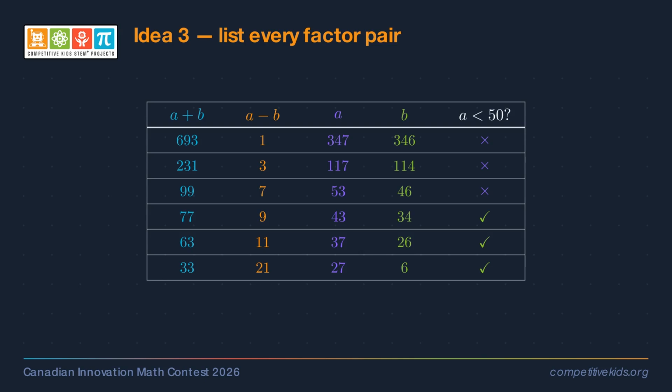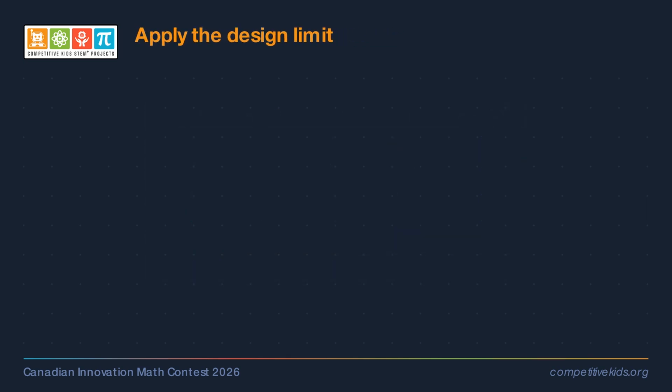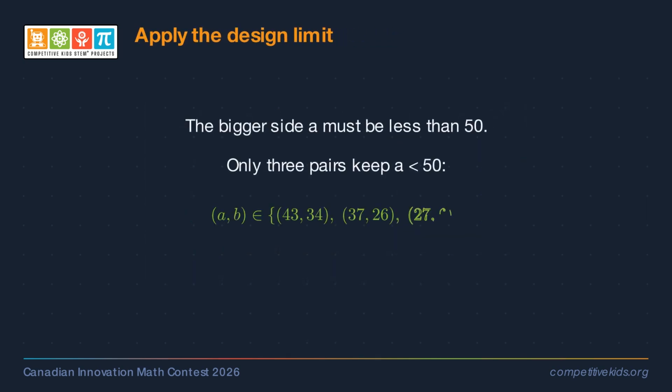a equals the sum plus the difference, divided by 2. b equals the sum minus the difference, divided by 2. The design limit says a must be less than 50. From the 6 pairs, 3 of them work: 43 and 34, 37 and 26, 27 and 6.